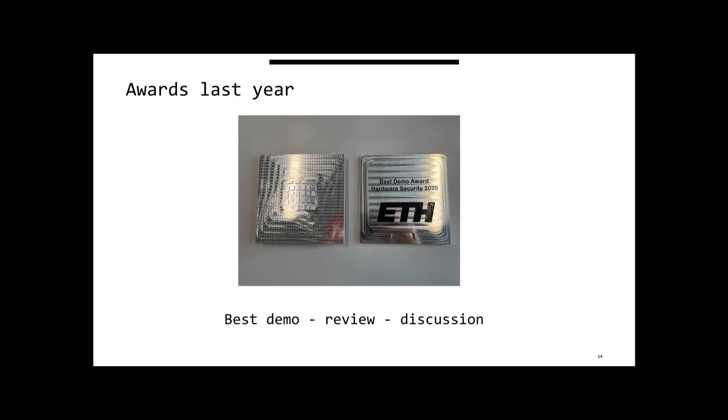These are 3D printed CPUs. We gave the awards in 3 categories: one for the best demo of one of these attacks, and then one for the best review, as I said, and one for the best discussion.